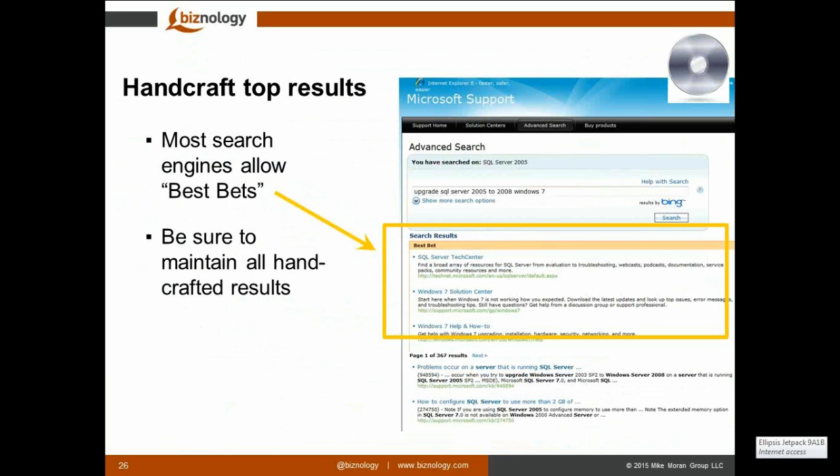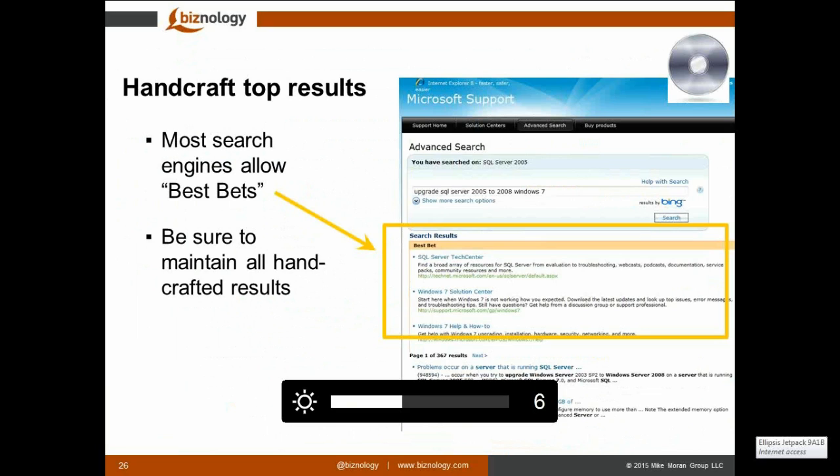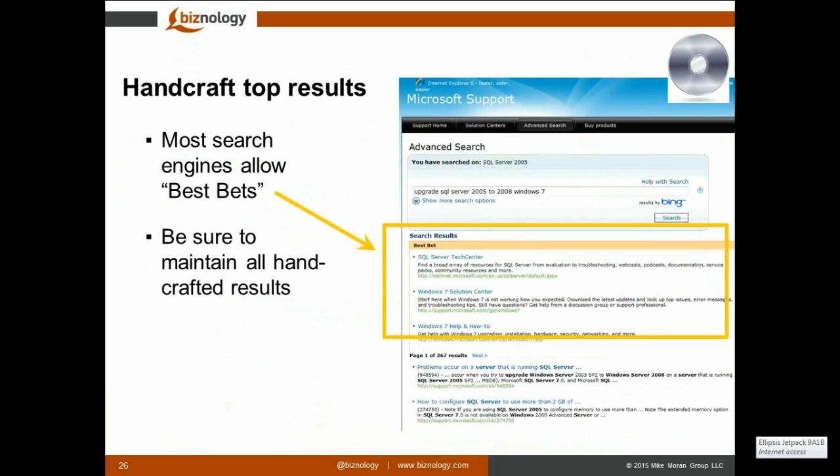Now, the easiest way to do that for these popular ones is to actually handcraft the results. They might call them best bets. They might call them suggested matches. Most search engines have a way of improving these things. And what you do is you stick them at the top of the screen and you make sure that they are the exact answer that you want to give. And by doing that, you can maintain these results over time, and at least you know that the most popular results are getting a good answer, even if you still haven't figured out how to fix your search engine.